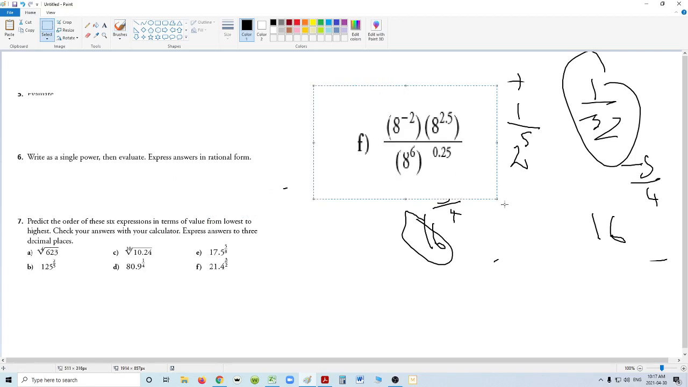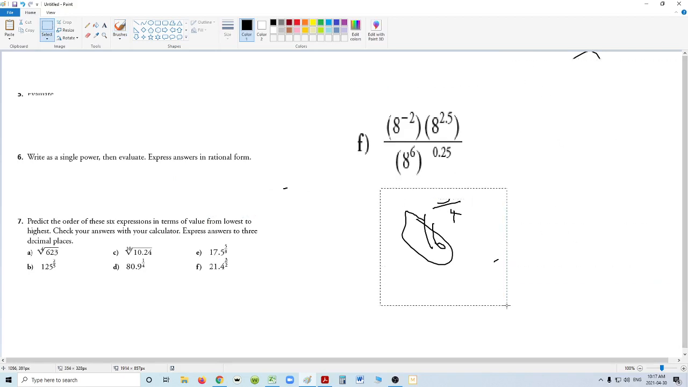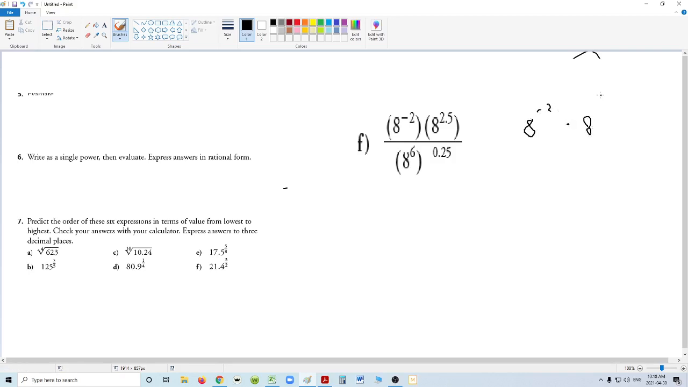Here again, they're just making sure you can convert those decimals to fractions. Up top, it's 8 to the minus 2 times 8 to the 5 over 2. Nice thing is you can just multiply it. The 2's cancel out, and you get 8 to the negative 5, because it's negative 2 times this positive, divided by this. 0.25 is just a quarter. 6 times a quarter, because it's an exponent of an exponent, is 6 over 4, which is the same as 3 over 2.